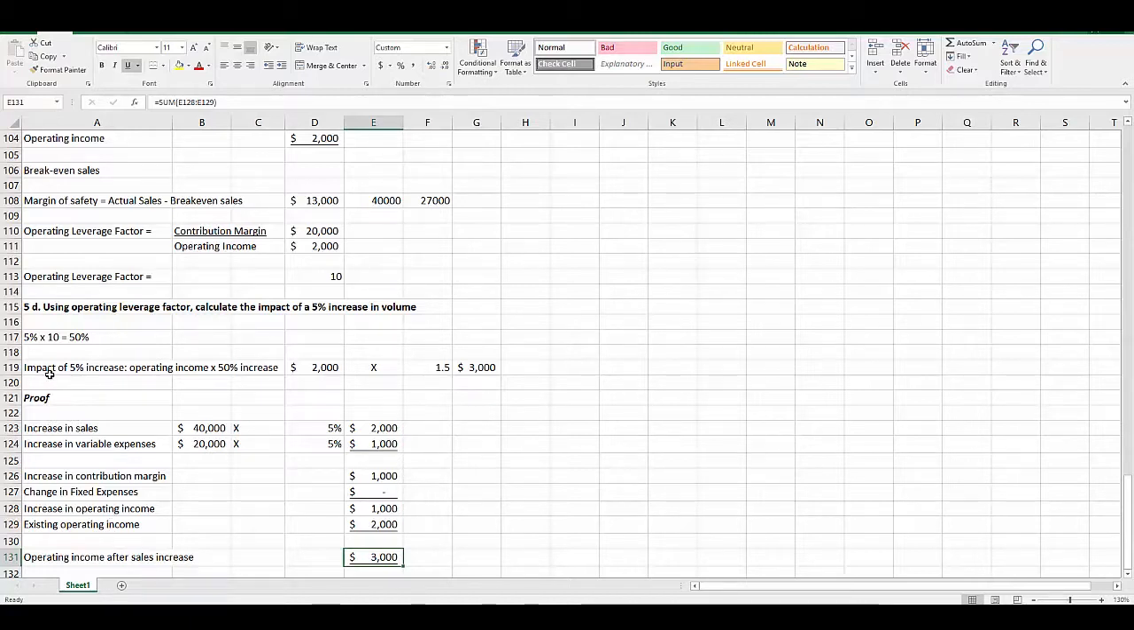You're saying a 5% increase, given the fact that you have an operating leverage factor of 10. So 5% times 10 is 50%. So you take your existing income times 1.5, which is a 50% increase, and that will give you 3,000. And this actually works as illustrated in the proof. So this ends section 5D.